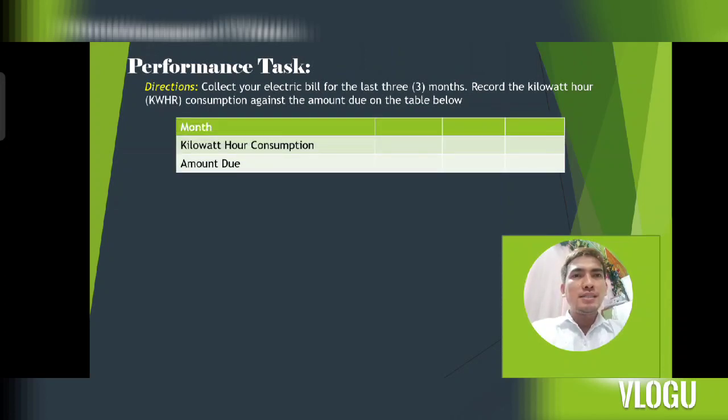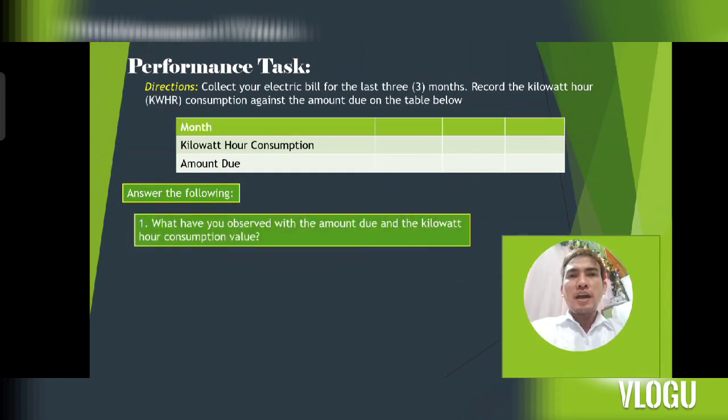You have there the month above, kilowatt hour consumption, and amount due. The blanks there, you will just simply fill in the boxes. And of course, you must be guided by the following questions. For your guide, what have you observed in the amount due and the kilowatt hour consumption value?